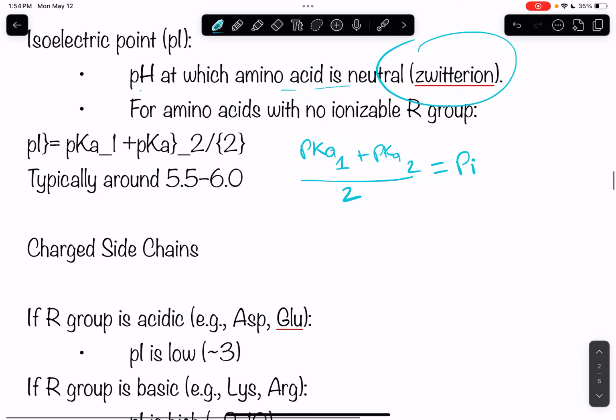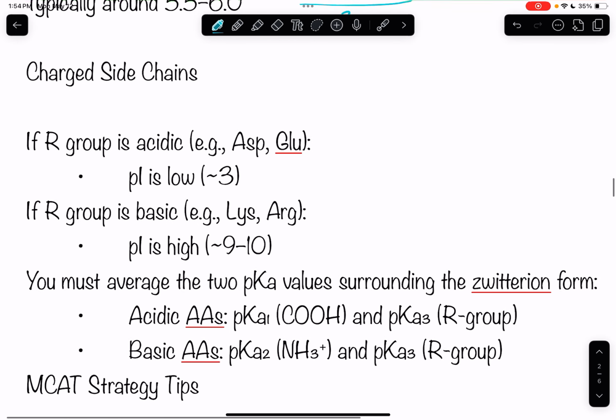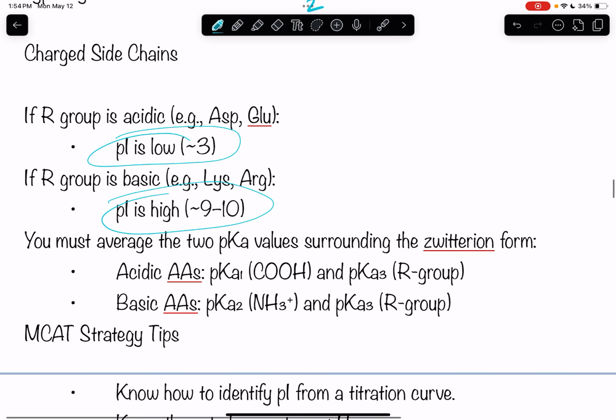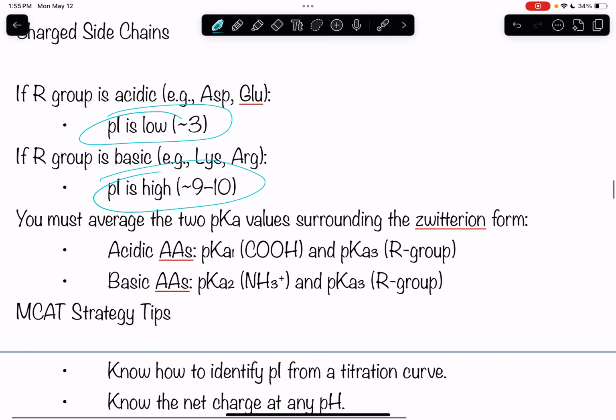Okay. And then for charged amino acids, it changes a little. So if the group is acidic, your pI is going to be low. If the group is basic, your pI is going to be high. And this is the difference between your acidic amino acids and your basics. So pretty much, instead of using the pKa of just anything, for acidic, you would have to use the pKa of your carboxylic acid group, and then for basic, you would have to use the pKa for your amines.